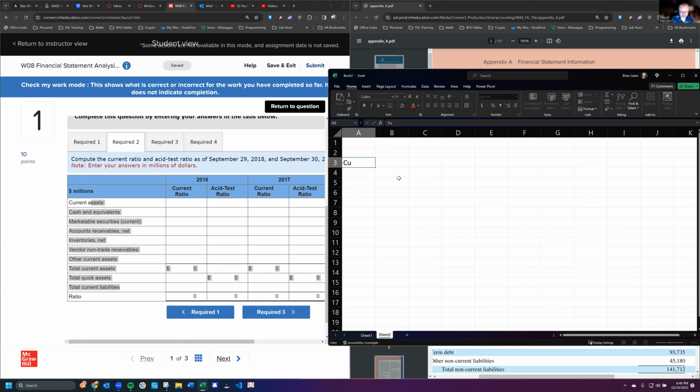So current assets, we've got cash and equivalents. We've got marketable securities. We got AR. We have inventory. We have vendor non-trade receivables. We have other current assets. We have total assets, total current.